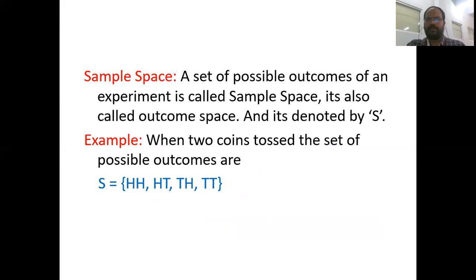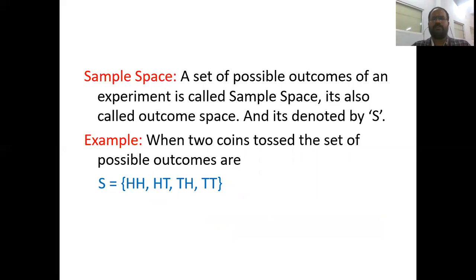But here, when the condition should be the same, that means the possibility of getting a head should be equal to the possibility of getting a tail, then the experiment is said to be an unbiased experiment. Now we'll see the next definition, sample space.